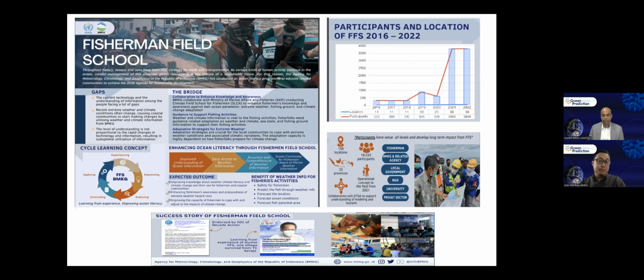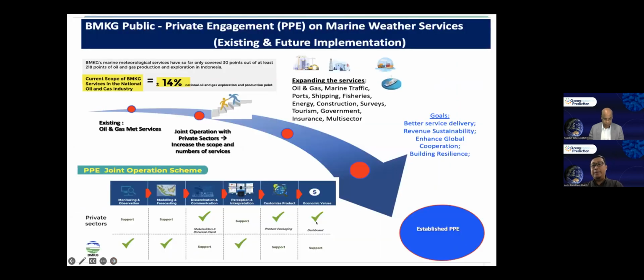So in this program, we expect improving knowledge about weather and climate, and also climate change, and their use for the fishermen and coastal community, and also enhancing the fishermen's awareness and preparedness for extreme weather hazards. And also, of course, in the end, it will improve the capacity of fishermen to cope with and adjust to the impact of climate change. And also, we are encouraged by the IOC. This program is also planned to be implemented in some countries in Southeast Asia and also the Pacific countries in the future.